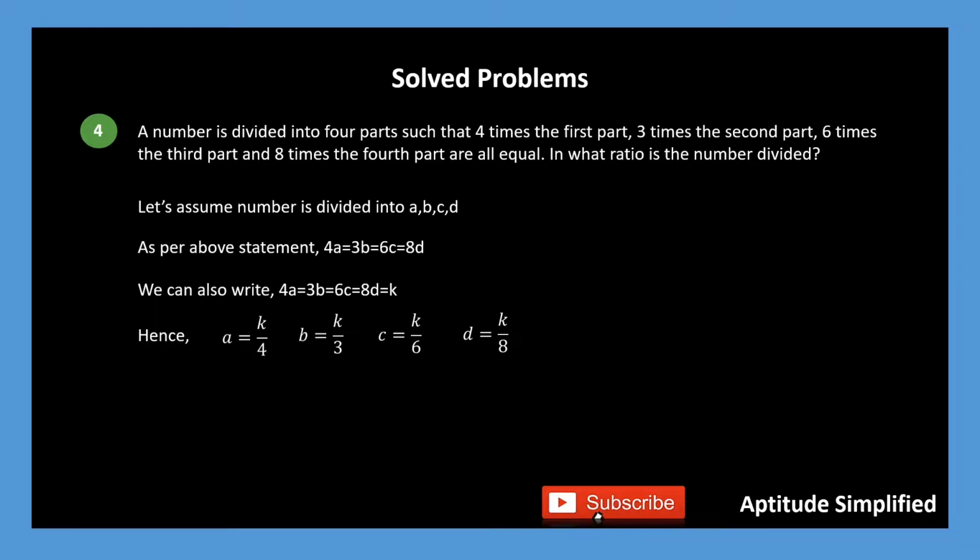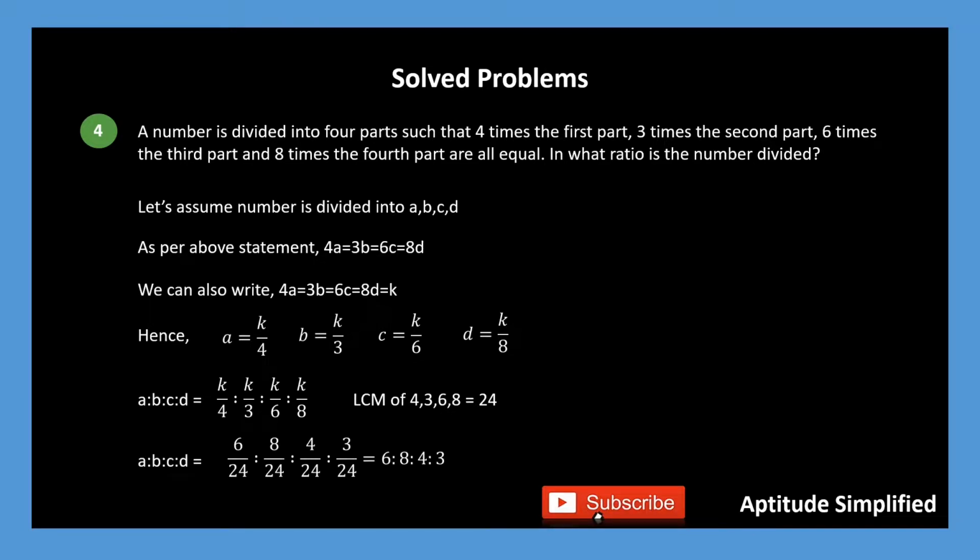Now we have to calculate the ratio between all these values, A to B to C to D. Hence we can write K by 4 is to K by 3 is to K by 6 is to K by 8. And when we calculate the LCM of 4, 3, 6, 8, we get 24 as the LCM, and then we can simply solve it, and we'll get 6 is to 8 is to 4 is to 3 as our answer.